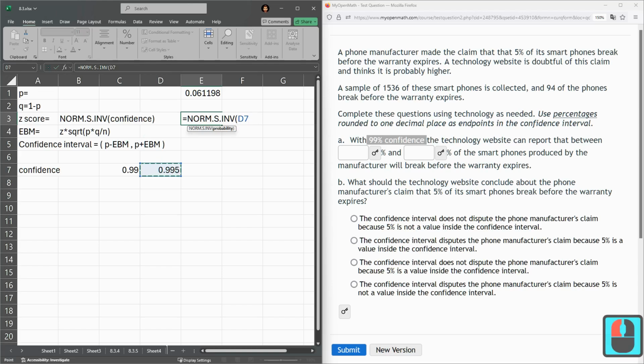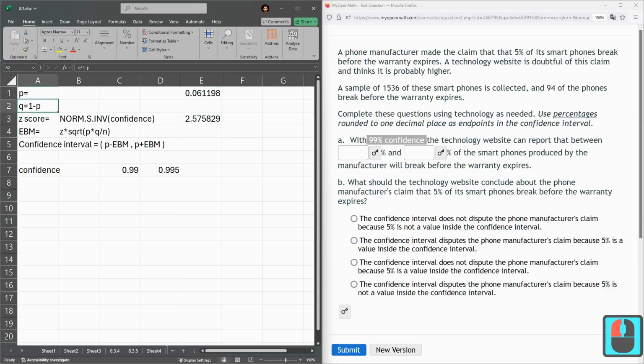And I did write confidence in the notes. So a lot of times you can read what's in the Excel help. But in this case, we're going to use the confidence. So ignore that probability. We're using this confidence here. But again, it's written confidence in the notes. So there we go, 2.57.